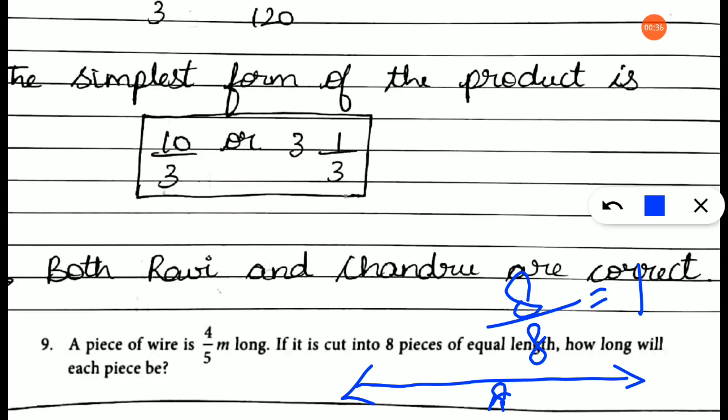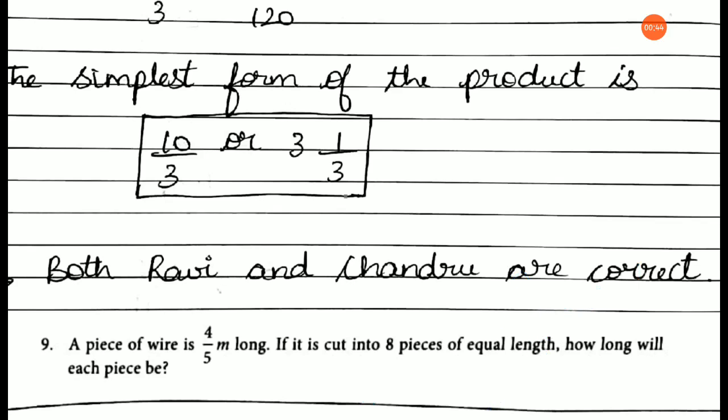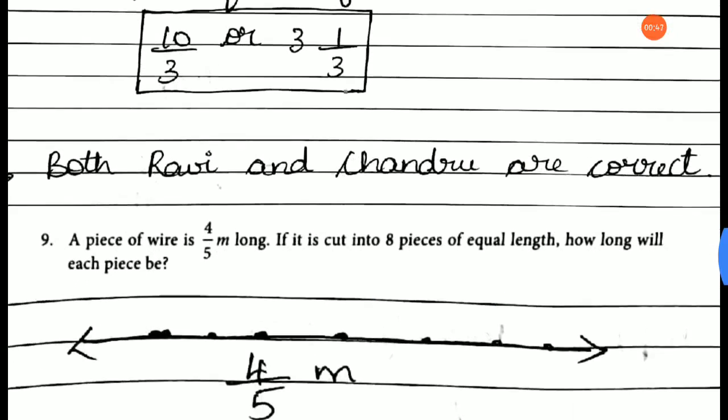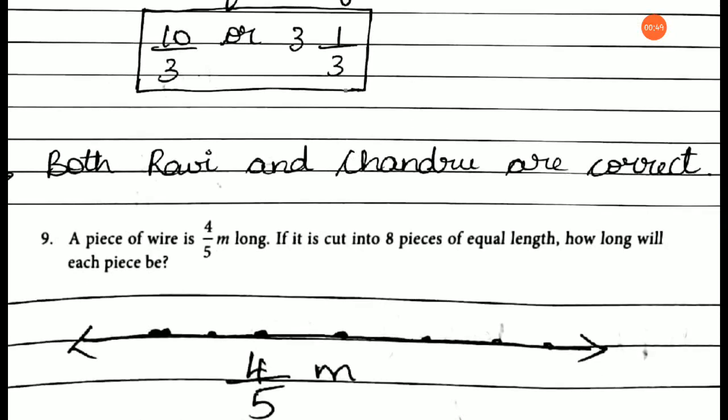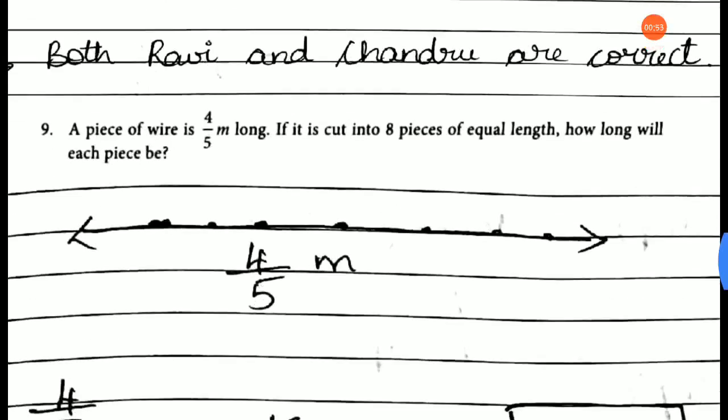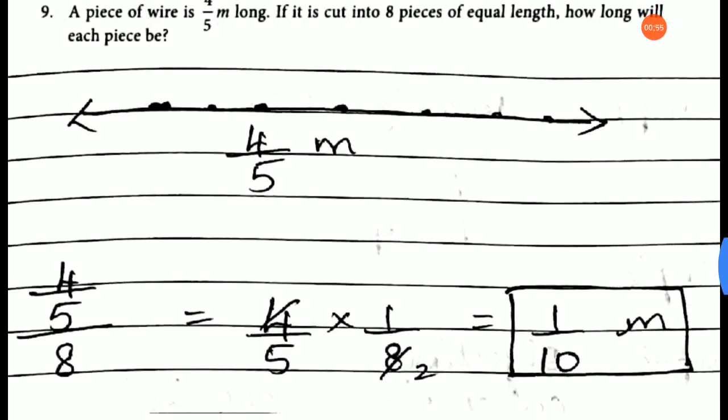The same concept is going to be applied here. So this 4 by 5 will be divided by 8. So can we get the value of each piece? Okay, shall we continue? First, for that, as usual, you will draw a diagram and represent the wire as 4 by 5 meters. Okay, then the next step, 4 by 5 divided by 8 will give you the length of each piece.